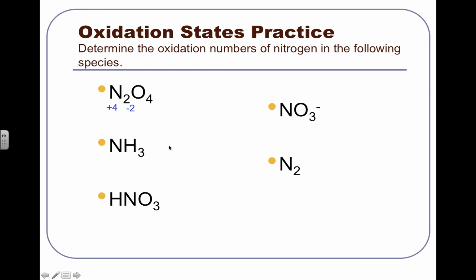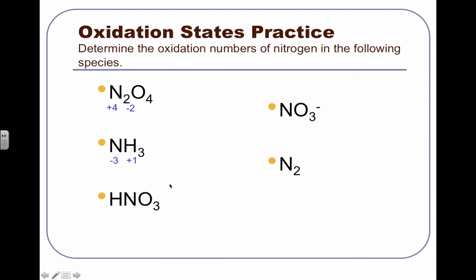All right, NH3, hydrogen is always a +1. And again, we're going to do some algebra here. So nitrogen plus 3 times 1 is going to equal 0 because there's no charge here. So nitrogen must be a -3.